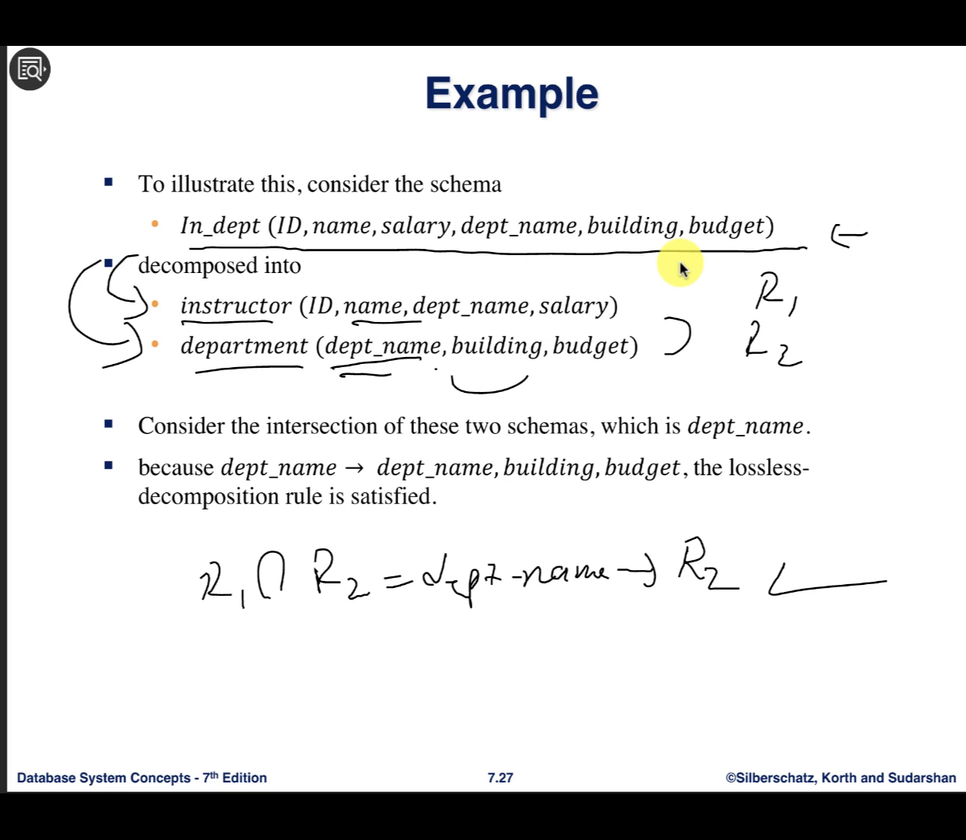Why? When you reconstruct it by performing a join, if you try to find information about the ID, name, salary, department name, building, and budget, you need to join the instructor relation with the department relation, R1 with R2. Since we have the intersection, we have a common attribute between these relations. It could be the primary key or a super key in a given sub-relation. In this case, it is the department name. So I'm fine, I don't have a problem. It's going to reconstruct the relation.